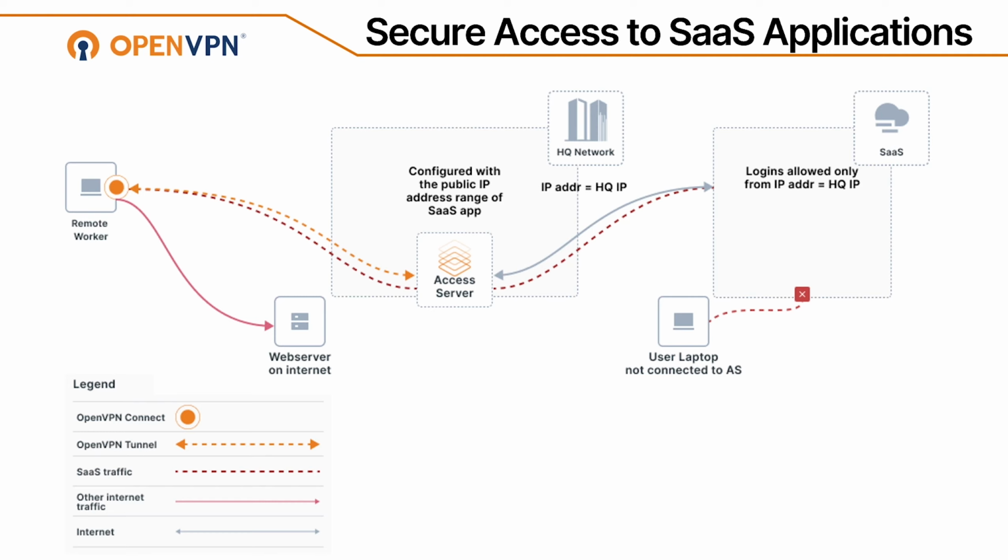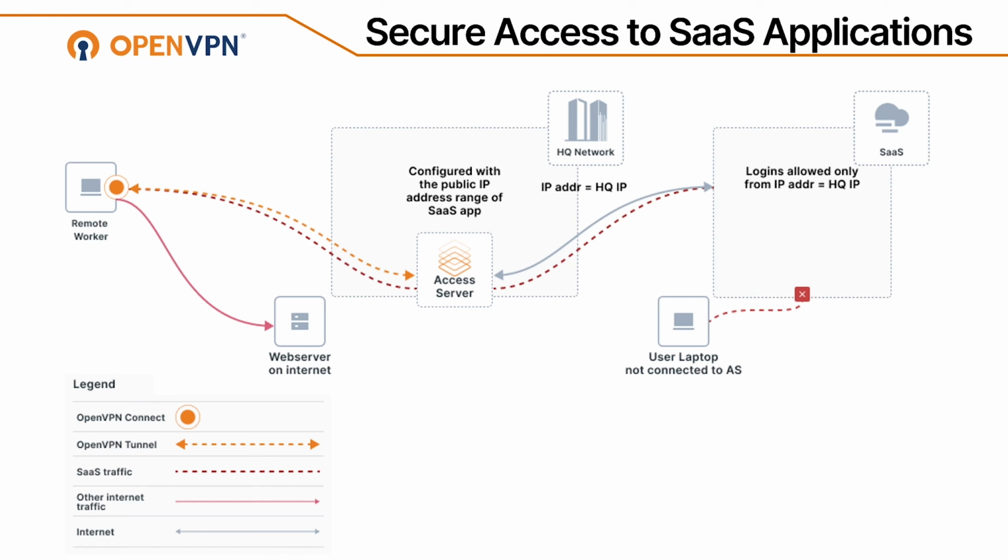Now, if you look at this slide, basically we're creating an environment where all access to the SaaS service or SaaS application is routed through the access server, while all other internet traffic goes outside of the access server. They're not going through. This way, we're lowering our bandwidth requirement. Now, you can also configure the access server to tunnel all traffic, as I mentioned a couple of minutes ago.